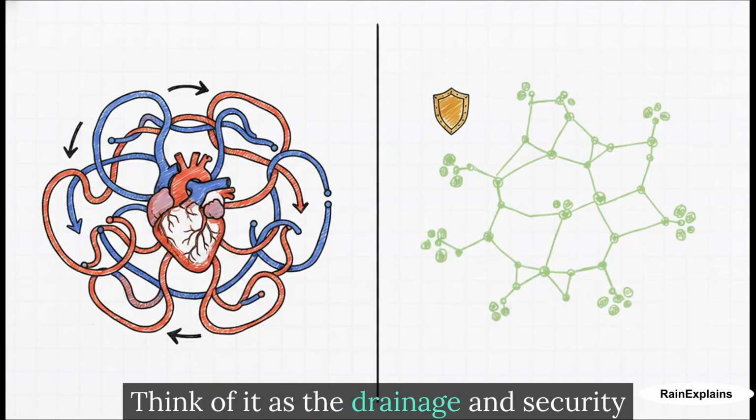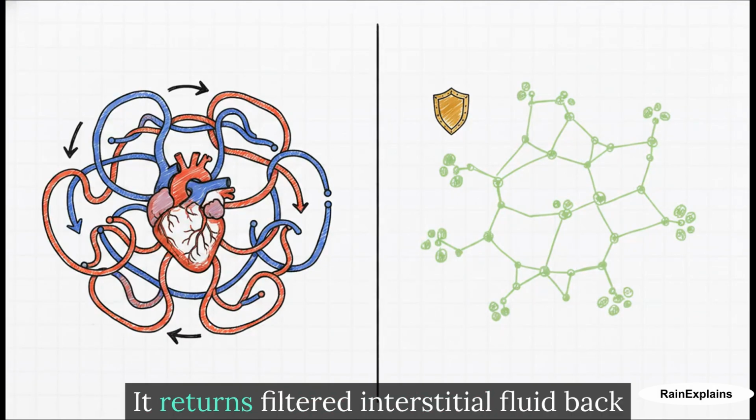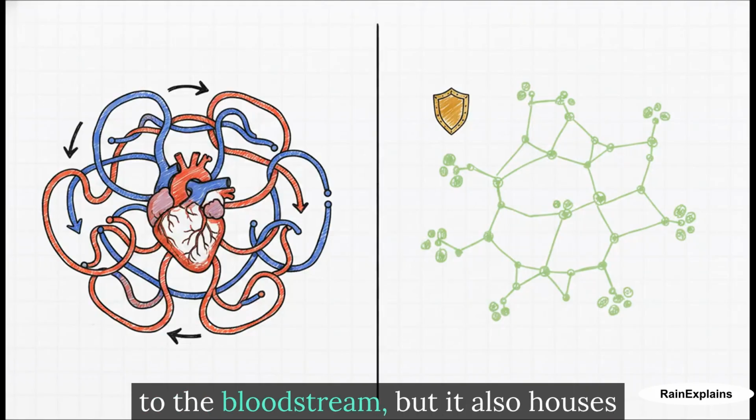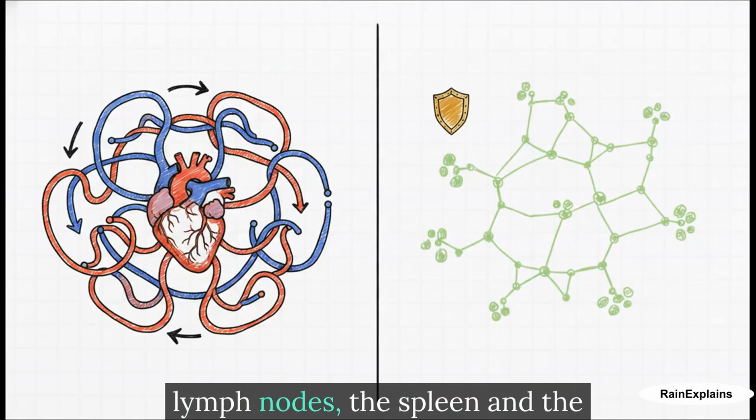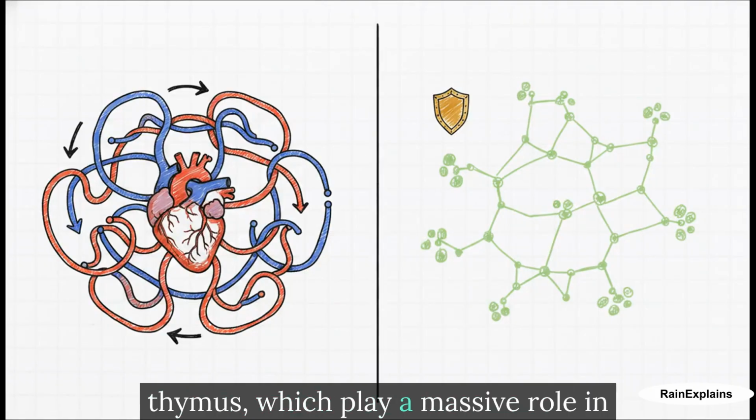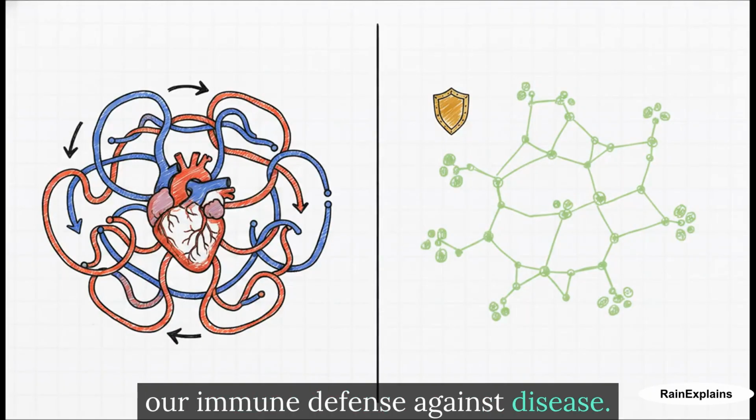Think of it as the drainage and security system combined. It returns filtered interstitial fluid back to the bloodstream, but it also houses lymph nodes, the spleen, and the thymus, which play a massive role in our immune defense against disease.